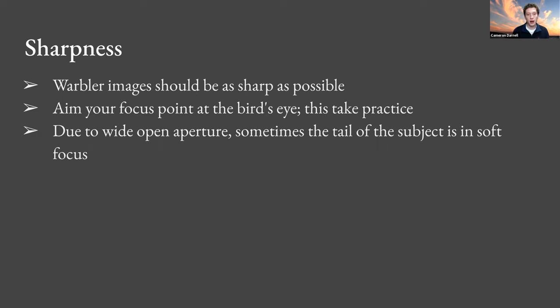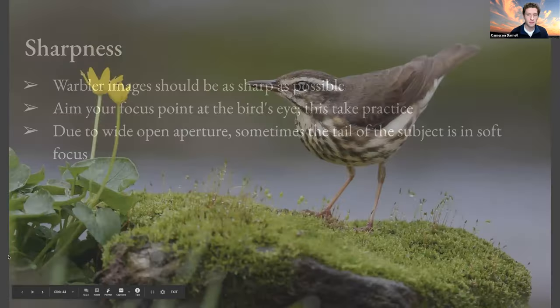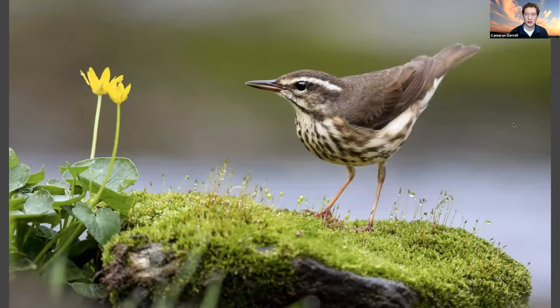If you're shooting at f/4 aperture, sometimes the tail of the subject is going to be in softer focus. That's why I like to aim the focus point at the bird's eye, which is often the focal point in the image. This is an example of that particular technique. See how the tail is kind of out of focus here, but up at the eye, which is what's important here, this front part of the bird is sharp.